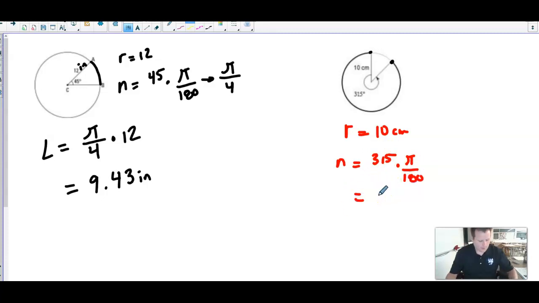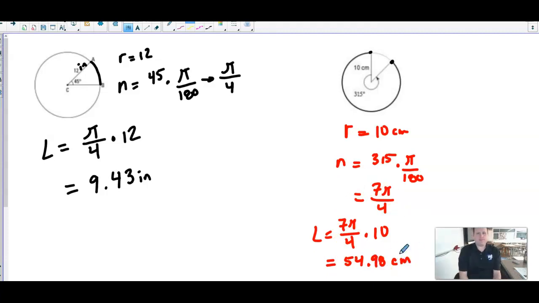When I do that, I simplify the 315 over 180, and that's going to be 7 over 4. So that'd be 7 pi over 4. To find my length, remember my formula is n times r. So that would be 7 pi over 4 times 10. When I do that, I get 54.98, and this would be centimeters for that one.